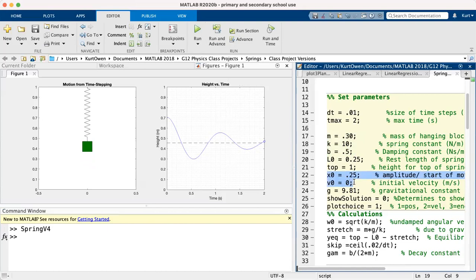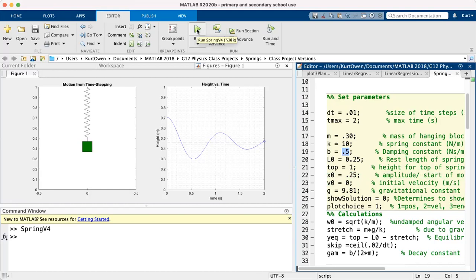The important thing is we're starting with an amplitude, but no velocity. These are the easiest kind of problems, and this is what you need to do in the homework. It's displaced by 25 centimeters initially with no initial velocity, and we allow it to go. Another important thing is that the damping is relatively low.